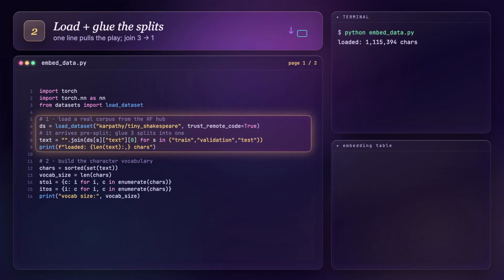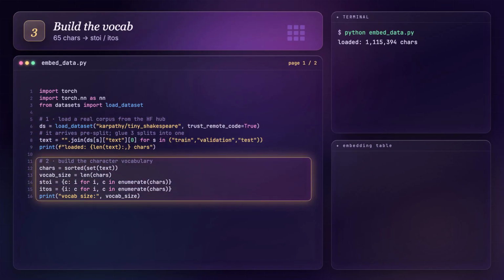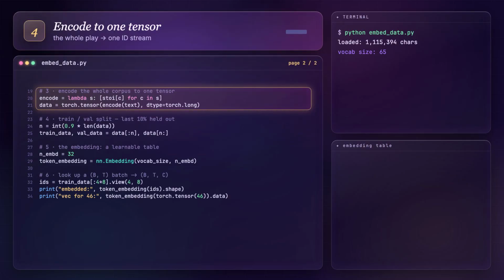Build the vocabulary. We take the sorted set of unique characters, that's our vocab. stoi maps each character to an integer, itos maps back. Same character-level scheme from last episode, just rebuilt on the real corpus, 65 unique characters this time. Encode the whole corpus. Encode is a one-line list comprehension over the text. We wrap the result in a torch.long tensor. Now the entire million-character play is a single 1D tensor of IDs, one continuous stream.